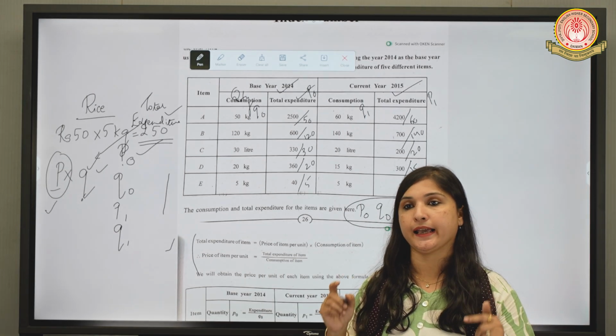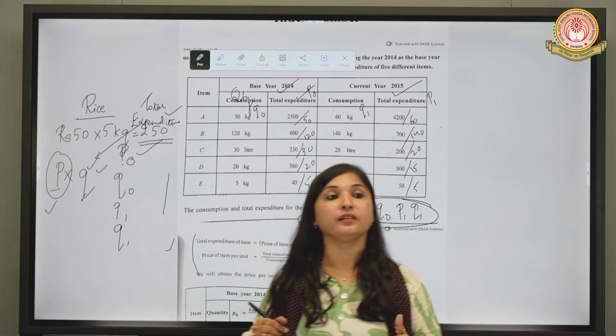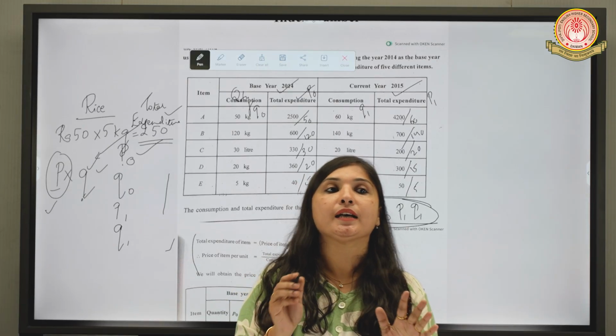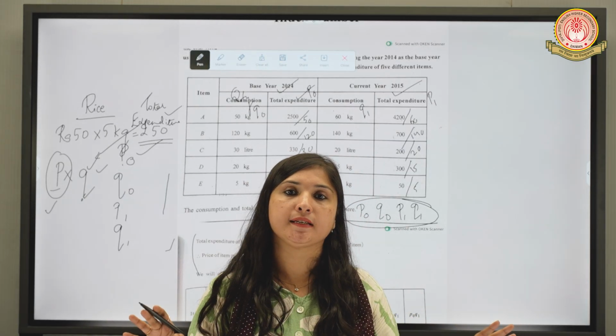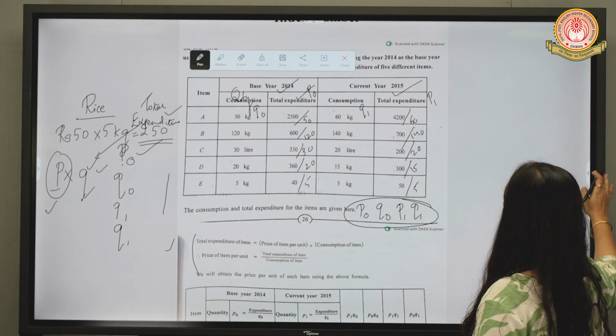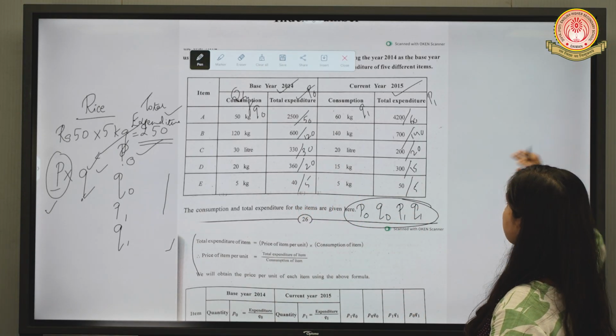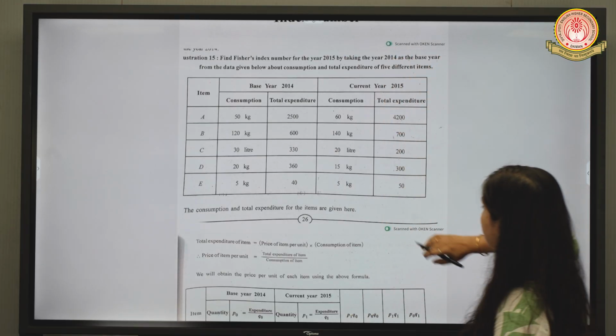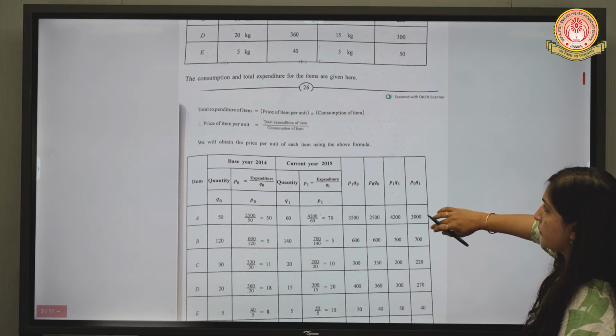Because Fisher's index number is the ideal index number, its characteristic is that it does not do any injustice to anyone, right? So all the quantities will be included in it. So we will just see the solution.